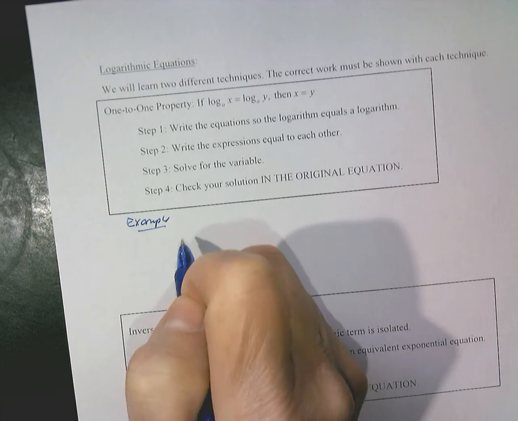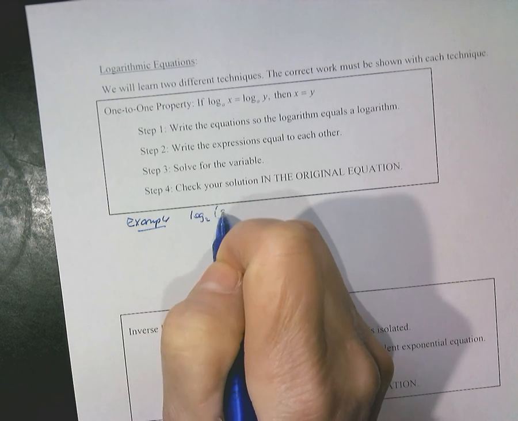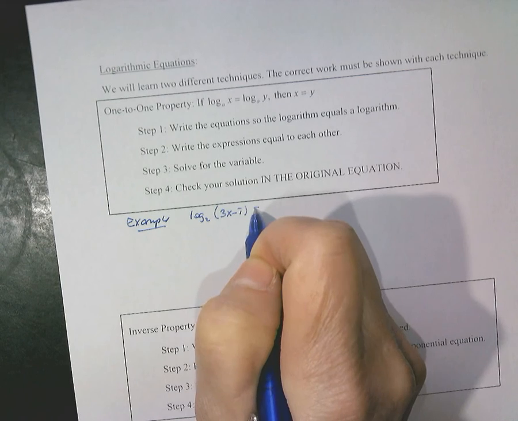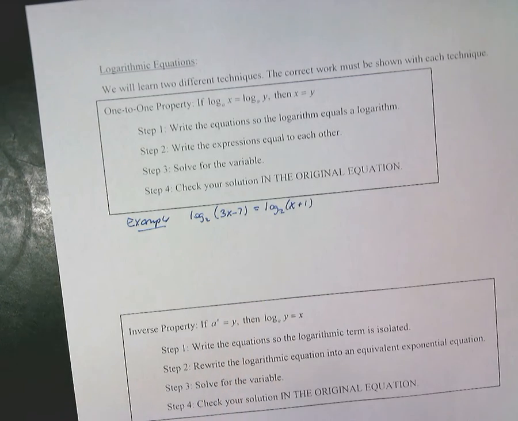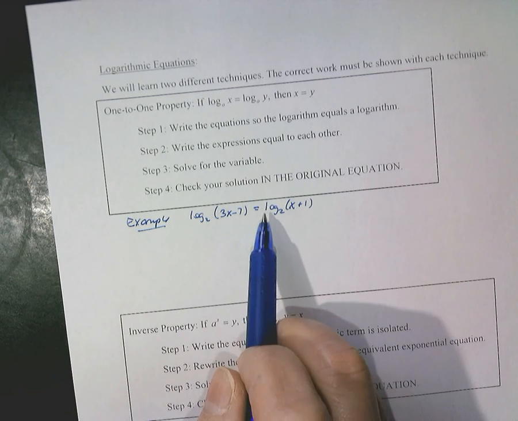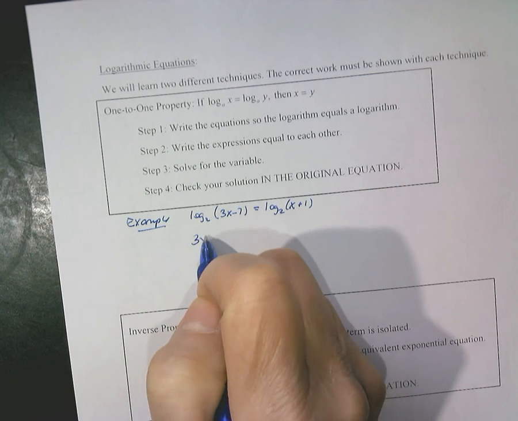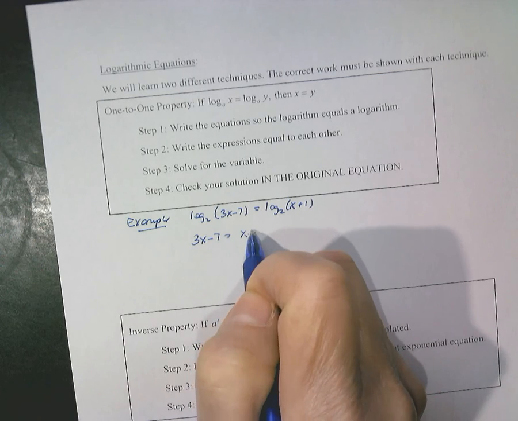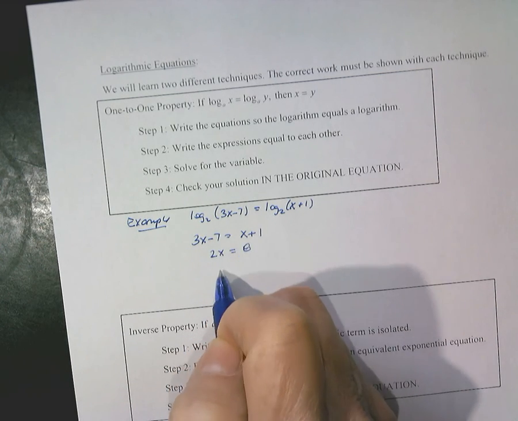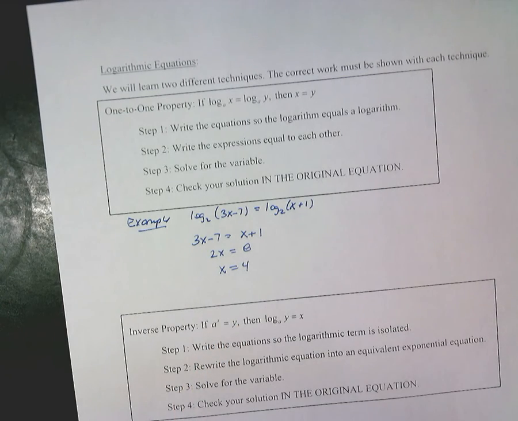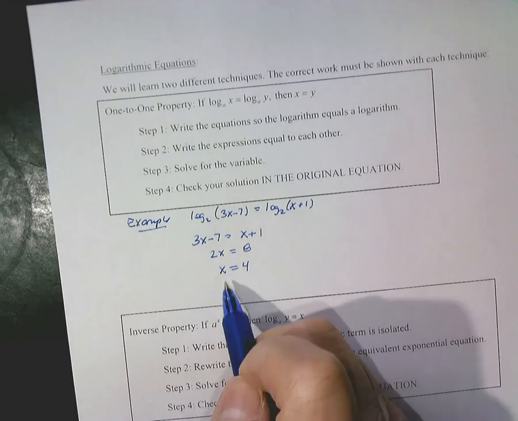I have log base 2 of 3x minus 7 equals log base 2 of x plus 1. Since this logarithm equals this logarithm, I know that 3x minus 7 has to equal x plus 1. Solve for x, I get 2x is equal to 8. I get x is equal to 4. And I would check that again in my original equation.